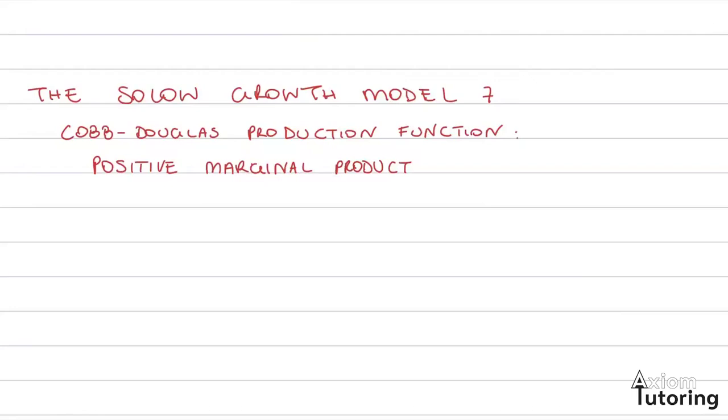Hello everyone and welcome back to this series of videos on the Solow growth model. Specifically in this video, we are going to focus on seeing how the Cobb-Douglas production function satisfies one of the main assumptions of the Solow growth model production function itself, which is that it needs to have positive marginal product of each factor input.